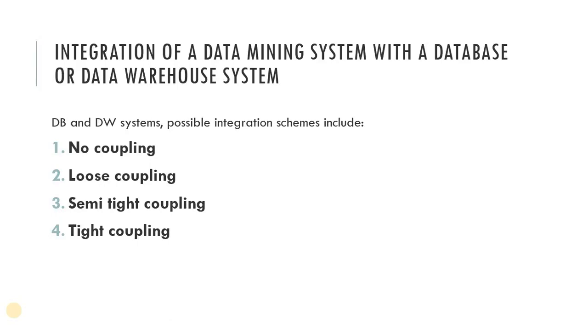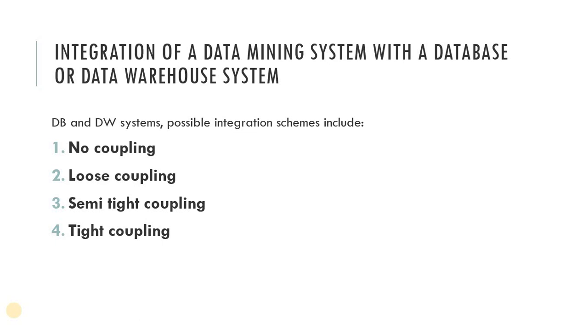In today's lecture, we are going to learn about the integration of a data mining system with a database or a data warehouse system. The meaning of this topic is how we can integrate our data mining technique or data mining tool with our database or data warehouse system. It may be possible in some ways, and those ways include no coupling, loose coupling, semi-tight coupling and tight coupling. So let's understand each term in detail.